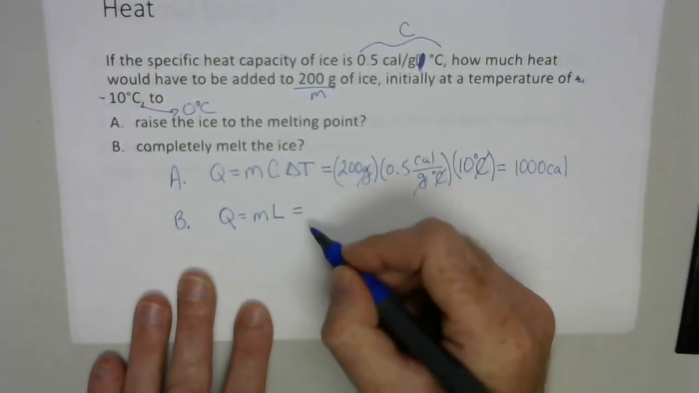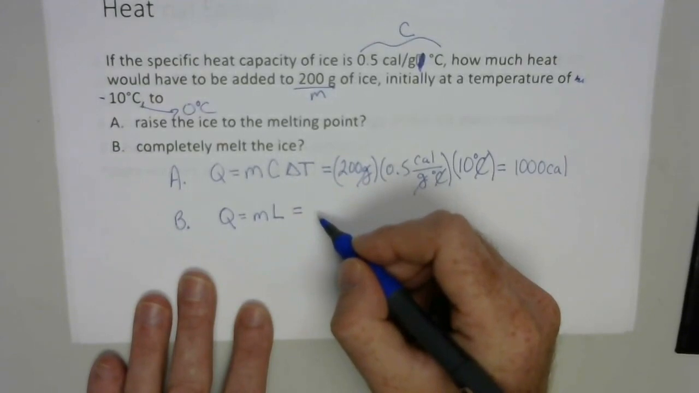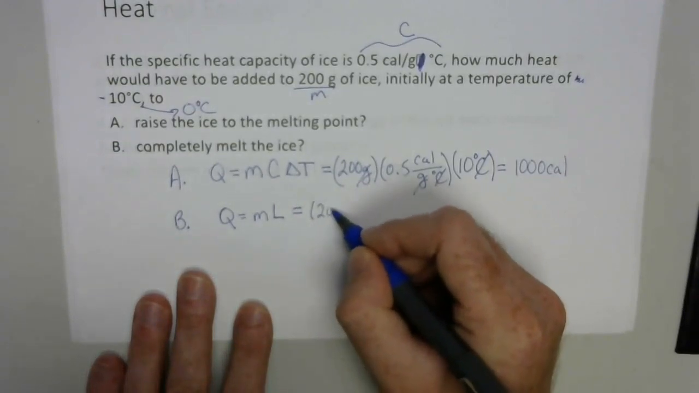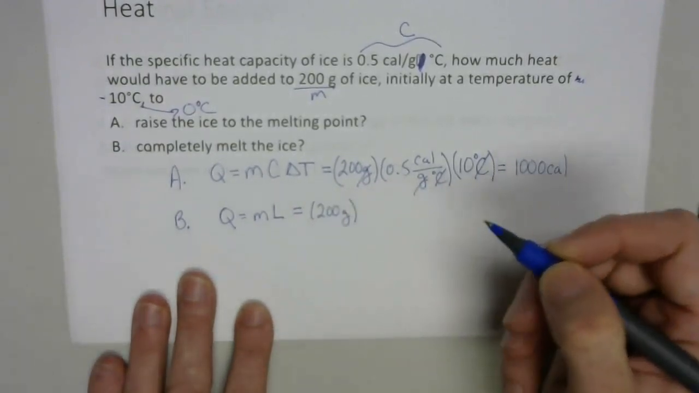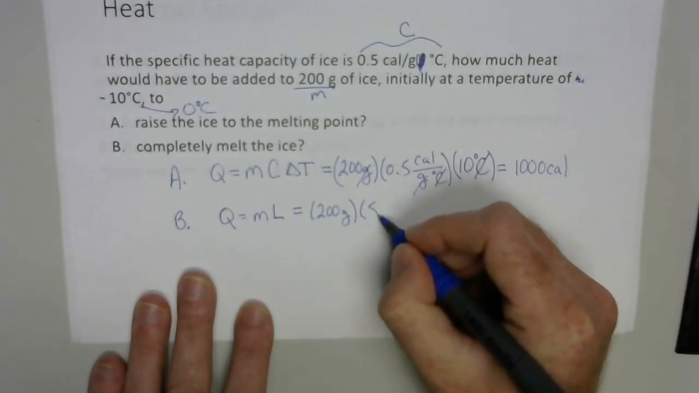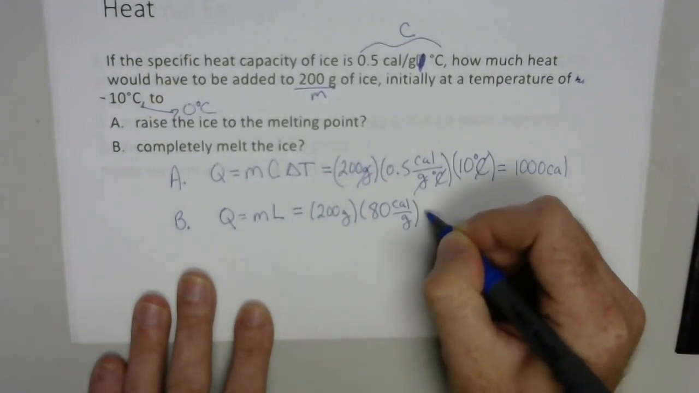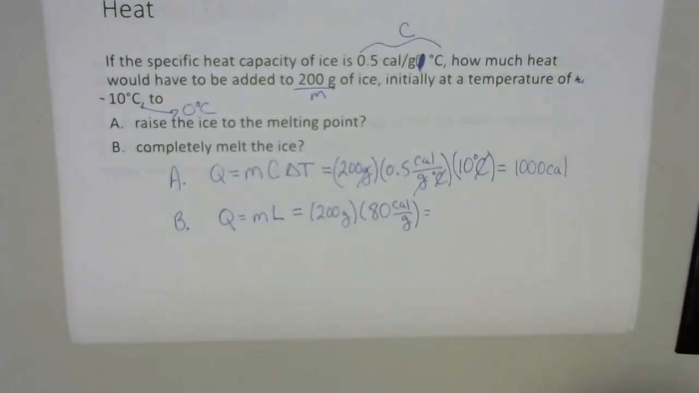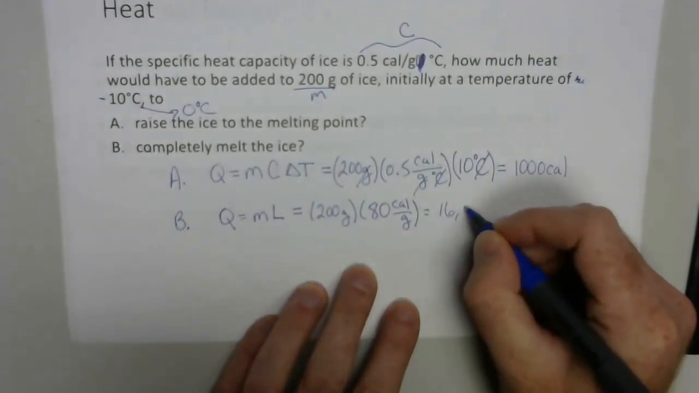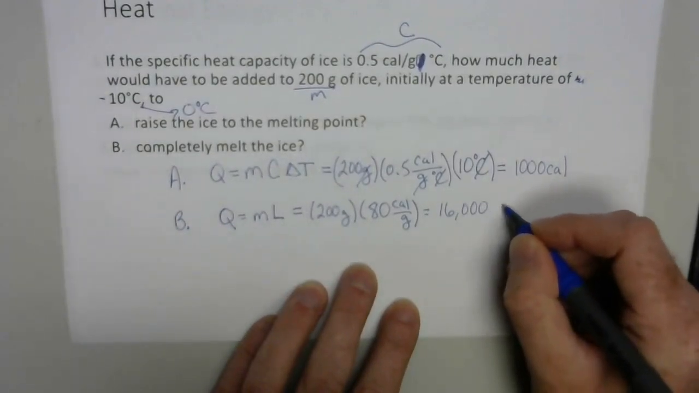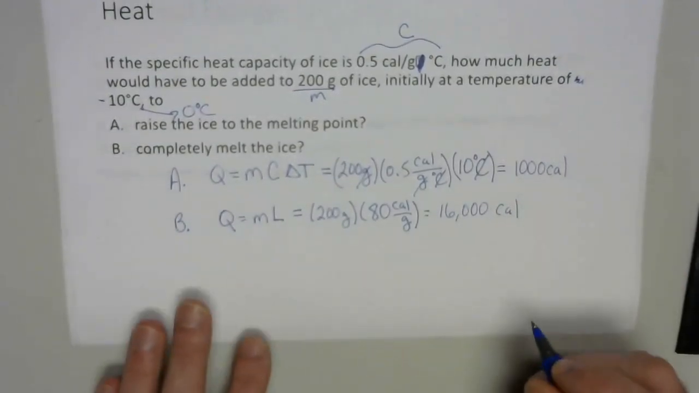And you can look these values up in your textbook, because there's one for the melting of the ice and one for the boiling of the water. Make sure you use the correct one. But 200 grams of ice, and then that's 80 calories per gram. And that's a constant, and it should be in your notes. So 200 times 80 would be 16,000 calories. But that's just the melting of the ice.